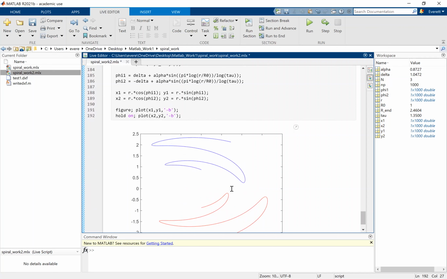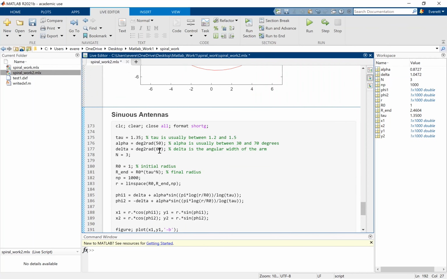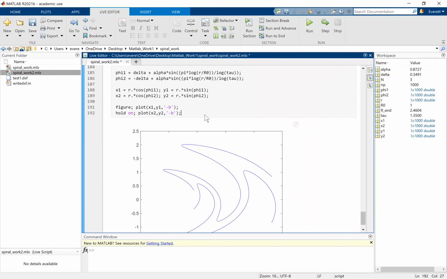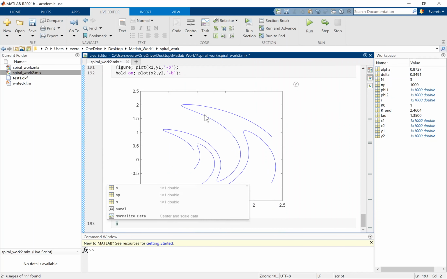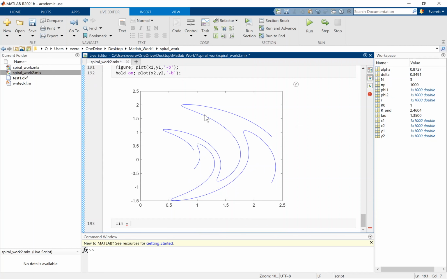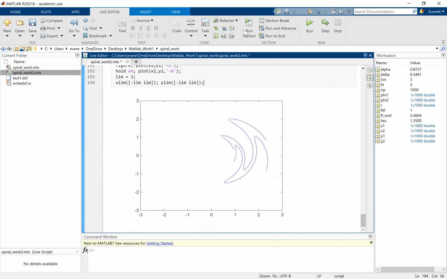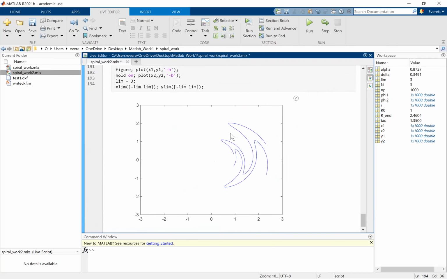So the thing is that our angular width, delta, is 60 right now. That's really big, so let's just make that 20. All right, and we can see it's all coming together. We have one arm of the sinuous antenna. Also let me change the axis limits just so our plot is square. Let's just say that's 3 for now. And we'll do x lim, negative lim, positive lim, and y lim, negative lim, positive lim. Yeah, so we have one arm of our sinuous antenna.